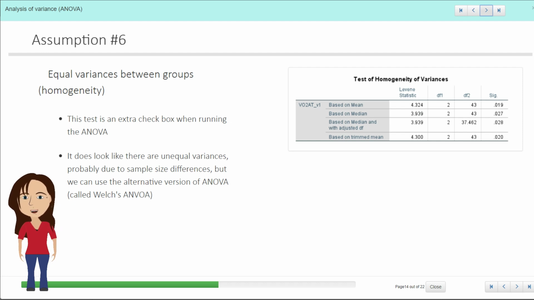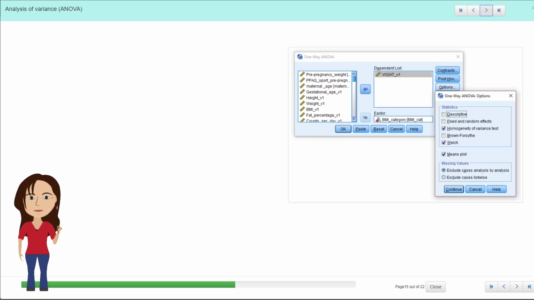And I think I can make my puppet point. So let's have a look at pointing. There we go. We're going to use Welch's ANOVA. I'll leave my hand up for a bit. And go back to the next slide.